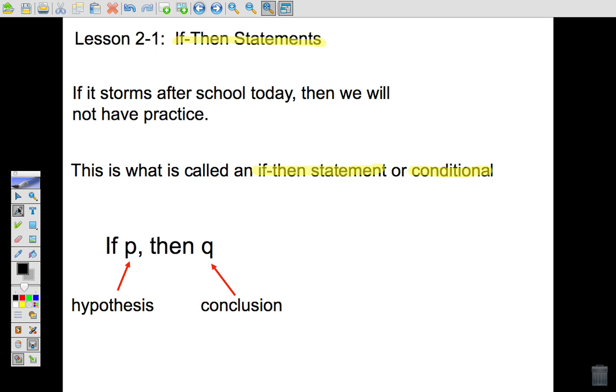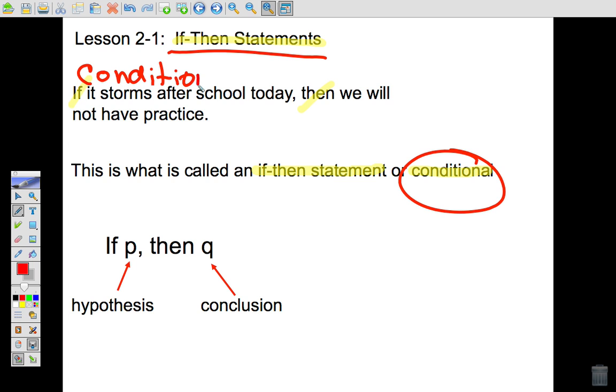All right, let's look at the statement, if it storms after school today, then we will not have practice. This is just a typical sentence, right? But notice that there's a couple key words that I'm going to emphasize, the word if and the word then. That's why this topic is called if-then statements, because an if-then statement utilizes the keywords if and then. Now, it says this is what is called an if-then statement or conditional. So in other words, when we have the keywords if, then, we can also call this a conditional.